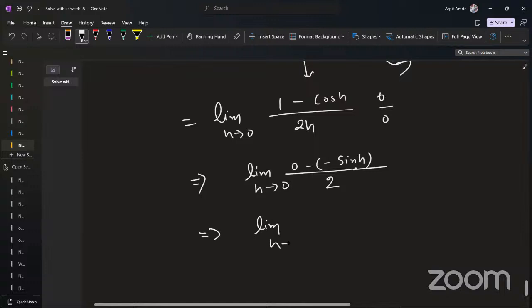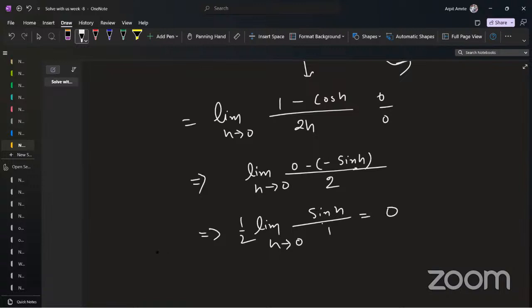Limit h goes to 0. This is minus of minus h. 1 by 2 will be here. Sin h by h, sin h by 1. That's it. Okay, 1 by 2 I have taken as common. So it will become 0. So your left hand derivative is 0.